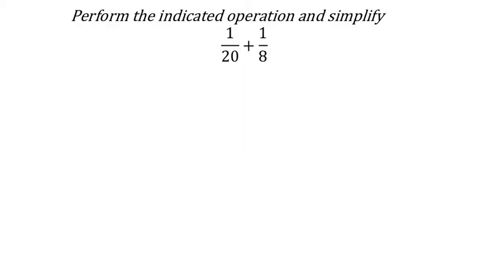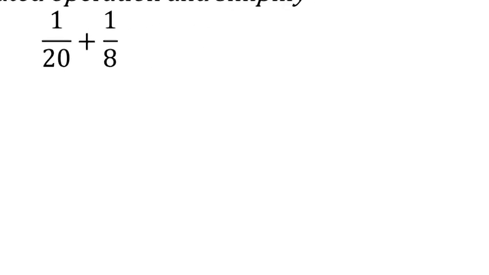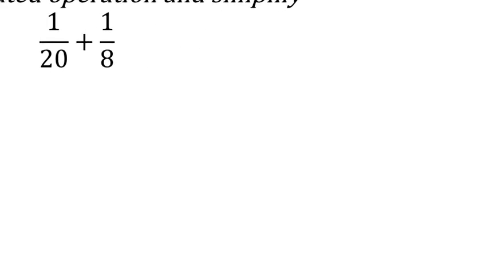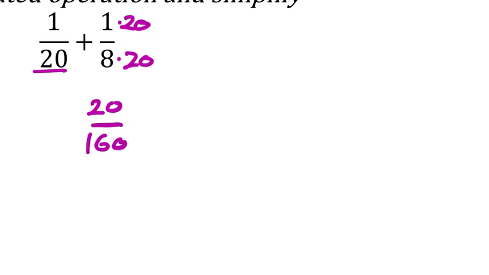All right, perform this indicated operation and simplify. This one shouldn't need a mixed number in the end, but we do need the common denominator thing, right? So 20 is not a multiple of 8, which means I'm just going to use the method of multiplying the denominator into the other fraction. It's not going to be fully simplified, but that's not a problem because we can have the calculator simplify for us, right? So in the numerator, then I'd have 20. In the denominator, 8 times 20, which would be 160.